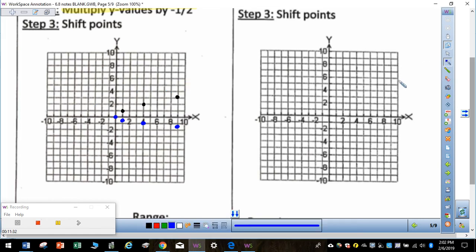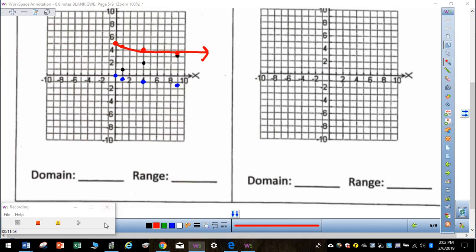Now, step 3, to finish this up, we're going to take those step points, the points that are in blue, we're going to move each one of them up 5 spaces. So that will start to look like this. And then we'll go ahead and connect these points here, representing our final answer.